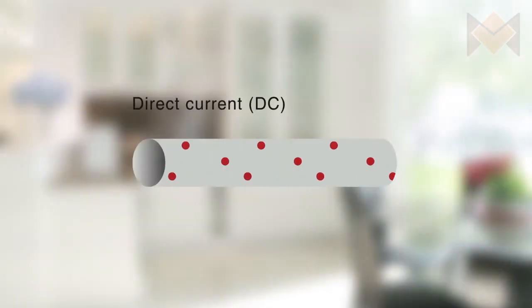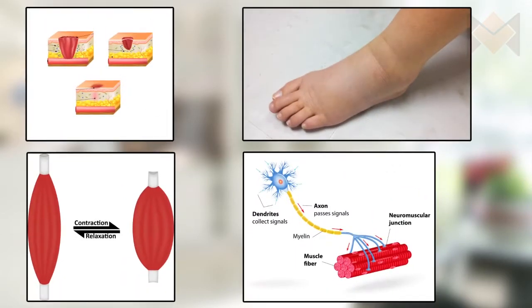The other type of current used to provide electrical stimulation as part of a rehabilitation program is direct current, or DC. The electrical current only flows in one direction with either a positive charge or a negative charge. Direct current is used for wound healing, decreasing edema, and getting muscle contractions for muscles where the nerve may or may not be working.